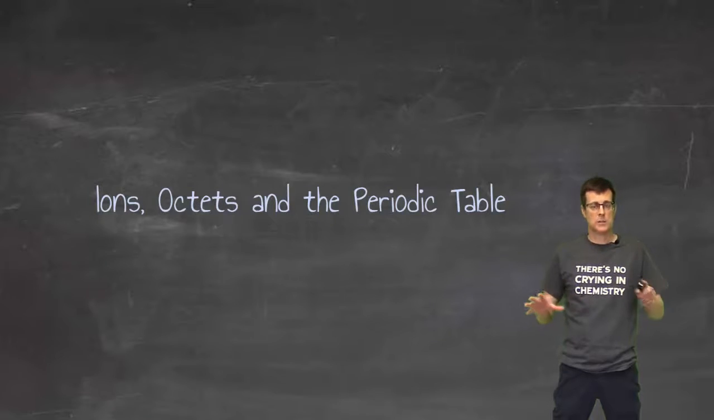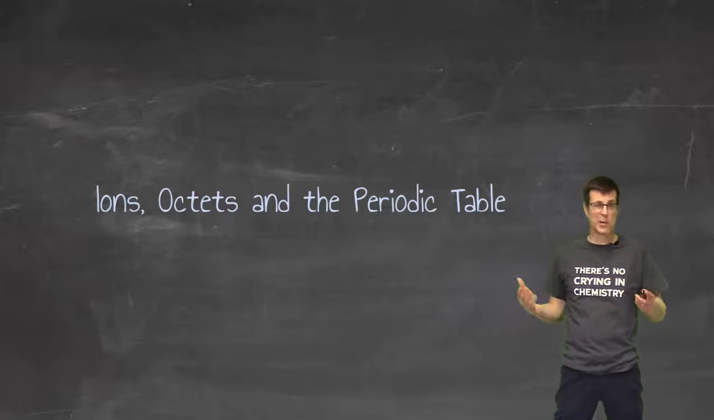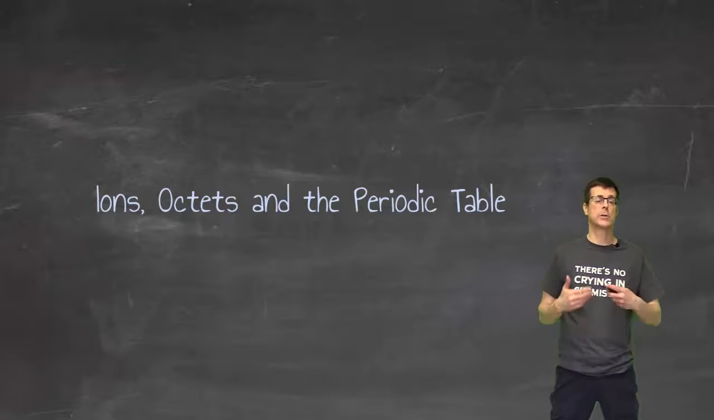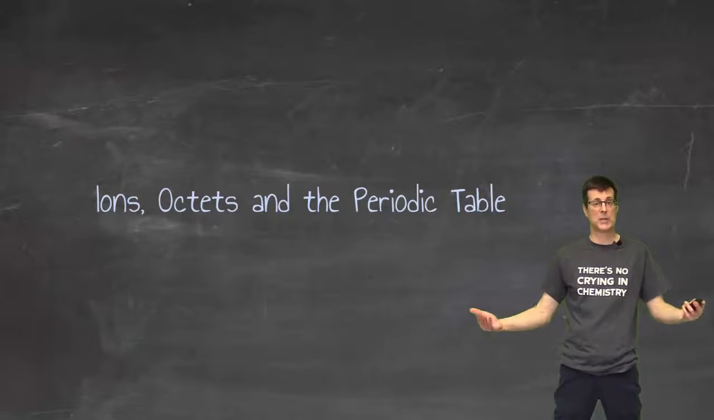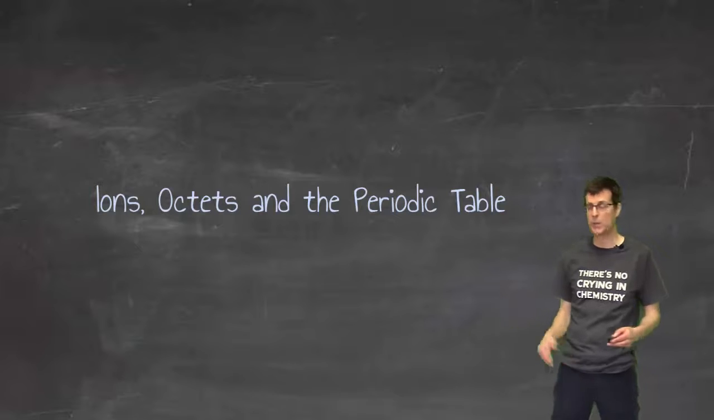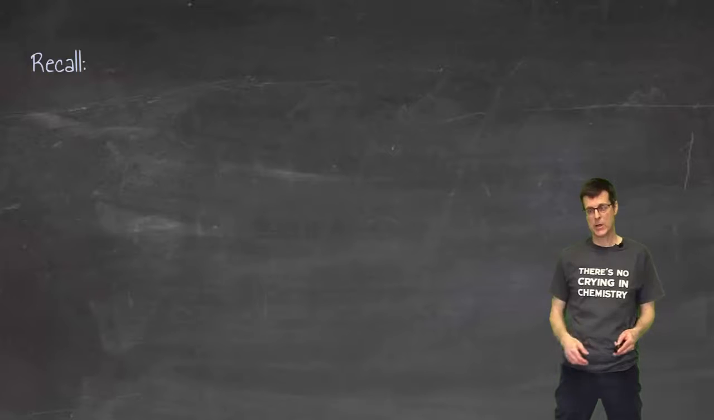We have already talked a little bit about Bohr theory. We already know how to draw Bohr diagrams. We already know about some of the stuff that's on the title here. What we're going to do is move a little bit farther forward in that understanding so that we can start to make some sense out of how things behave and why they behave in that way. So specifically, we're talking about ions, octets, and the periodic table.